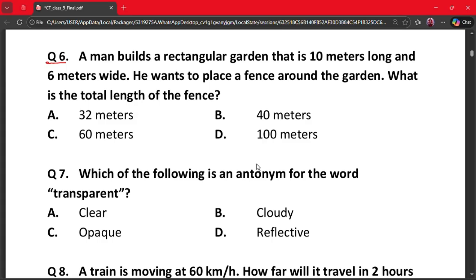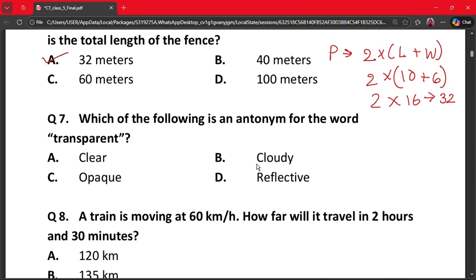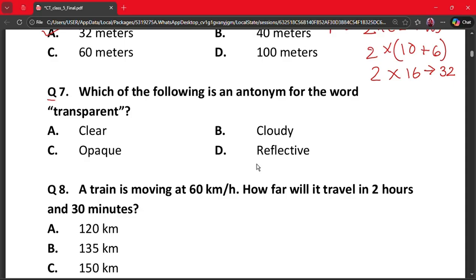So perimeter, that is P, equals 2 into length plus width. So here 2 into the length, which is 10, plus width, which is 6. So 2 into 16, which gives us 32. So 32 is option A, 32 meters. So the correct answer is option A. Our next question is question number 7.